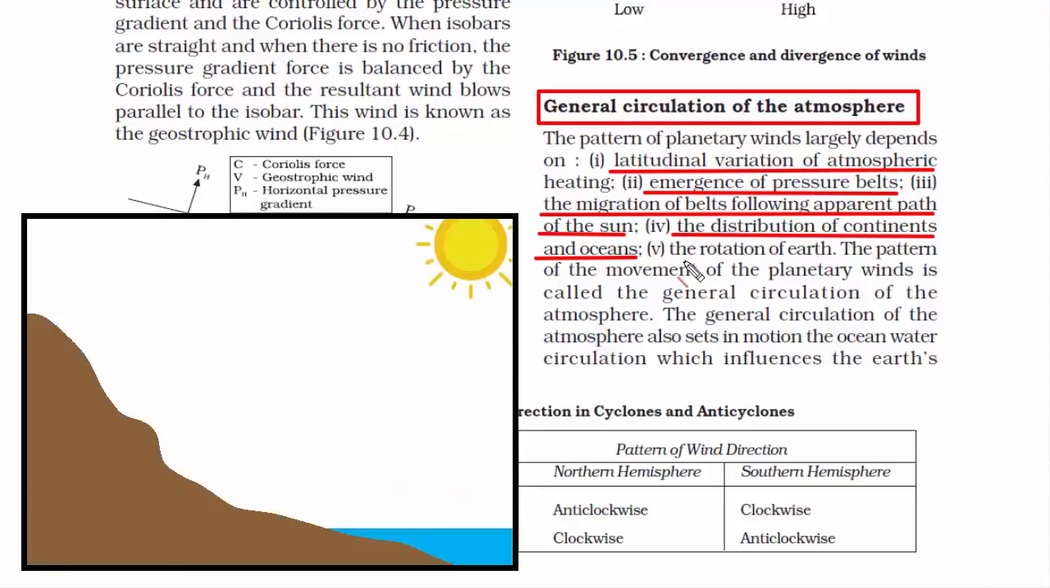Land is opaque and absorbs sunlight and gets heated up very quickly compared to the oceans. On the other hand, ocean is translucent. Therefore, it takes time to heat, but water loses heat slowly compared to land.